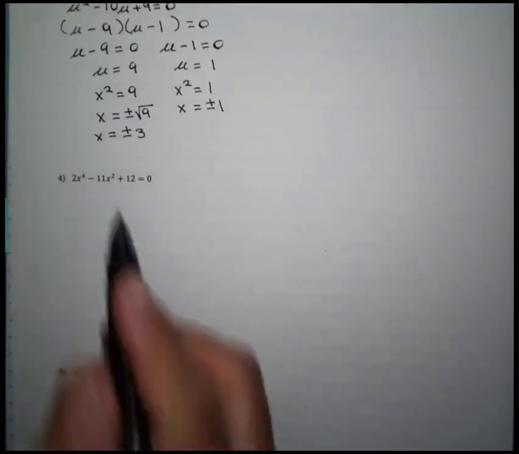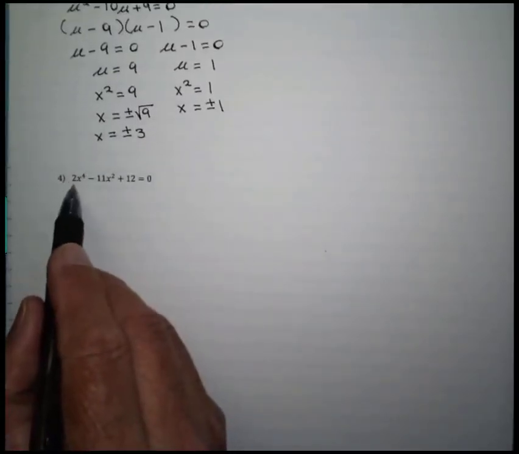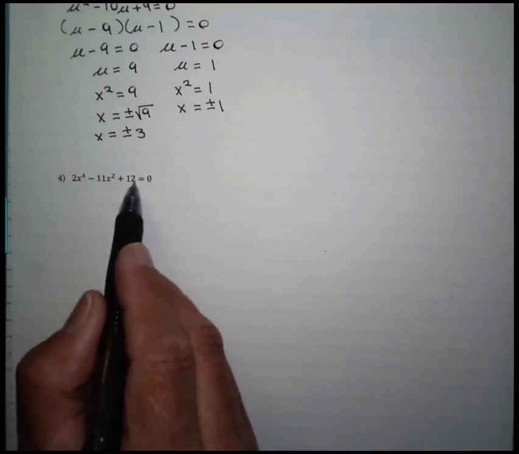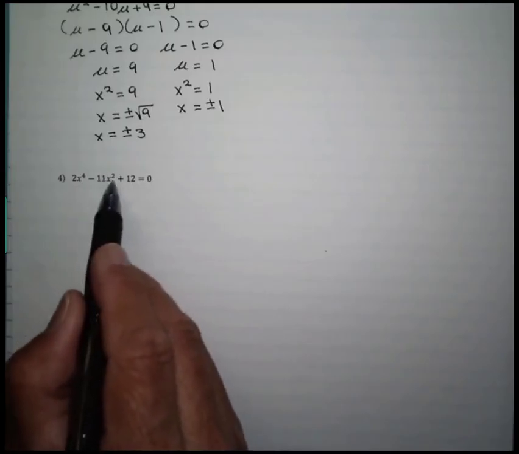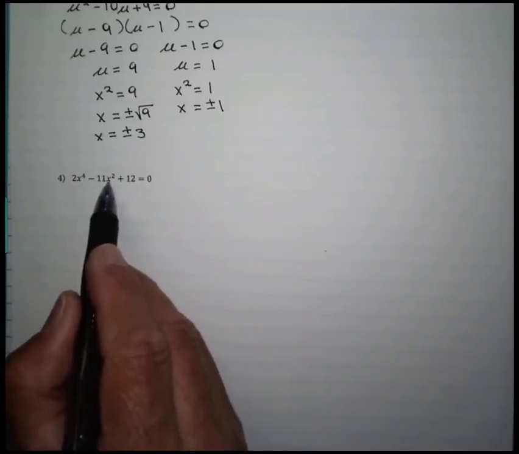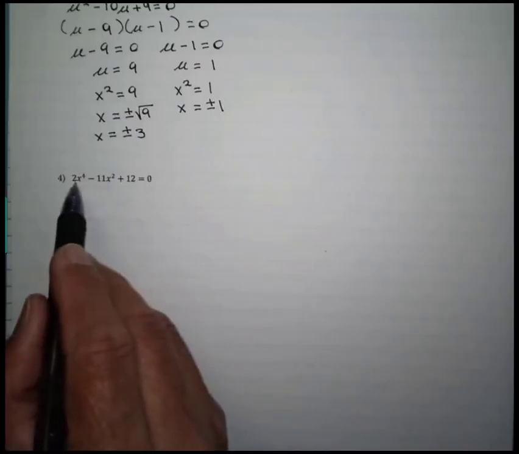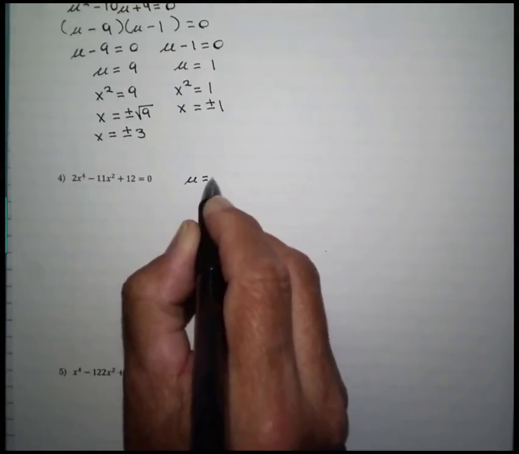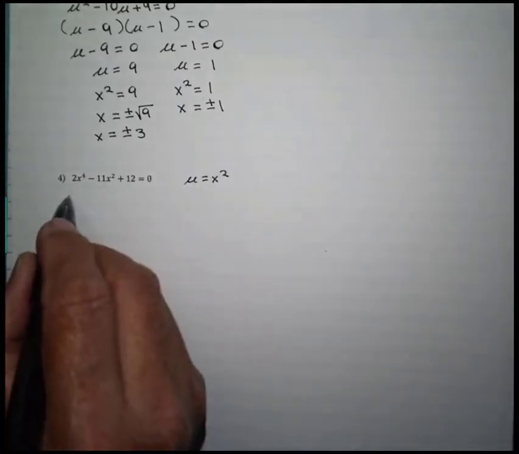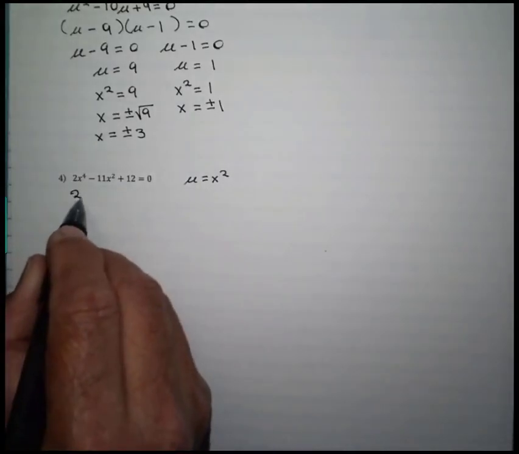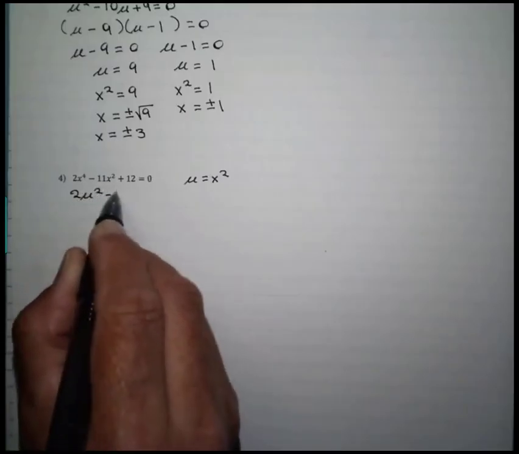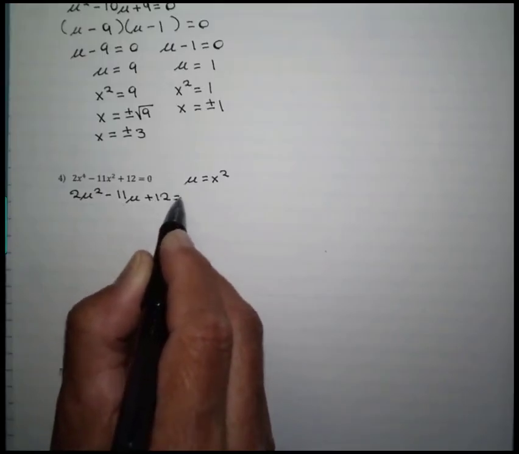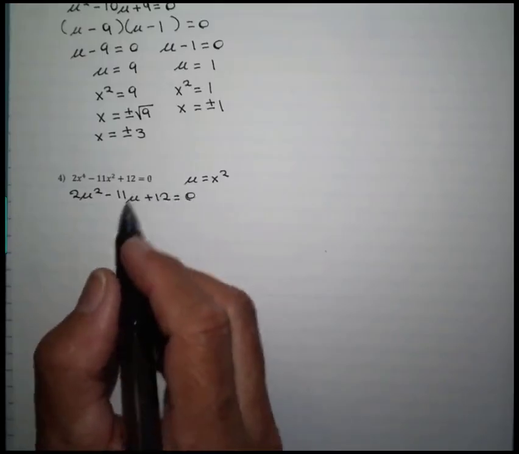Let's look at this one. I've got 2x to the 4th minus 11x squared plus 12, and this time I have to decide what's u, and I'm going to choose x squared again, because if I square x squared, I get x to the 4th, and that's what kind of cues me in. So I say u is equal to x squared again. I'll say this becomes 2u squared minus 11u plus 12, and that's equal to 0. And let's try factoring this one.